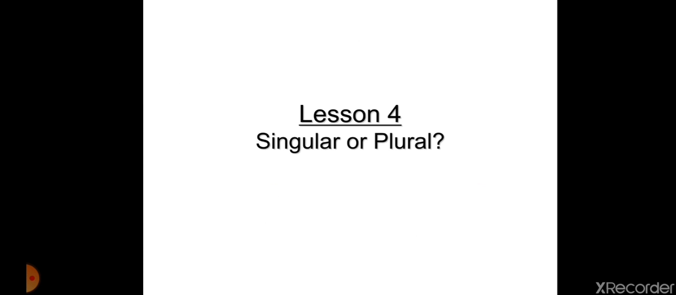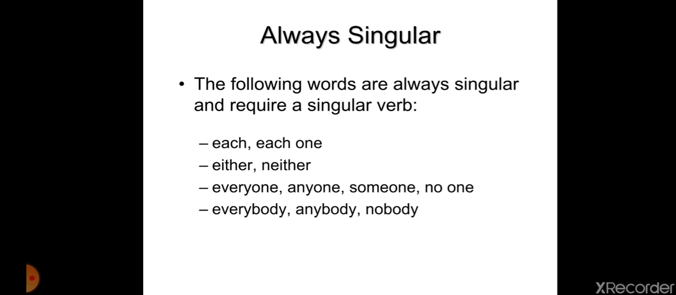Now, there is lesson 4. See, these words are always singular. The following words are always singular and require a singular verb. Each one, either, neither, everyone, anyone, someone, no one, everybody, anybody, nobody. We may be talking about many people, but instead of telling all, we may use everyone or everybody or each, and we will be using singular verb.